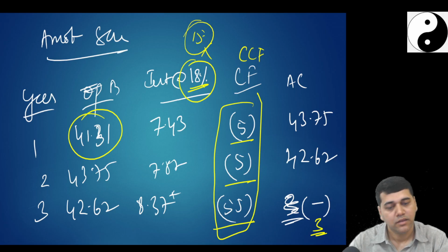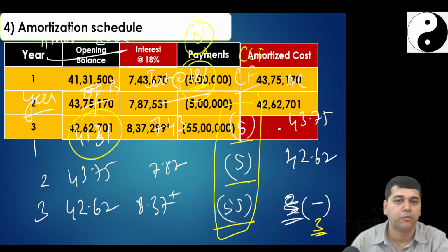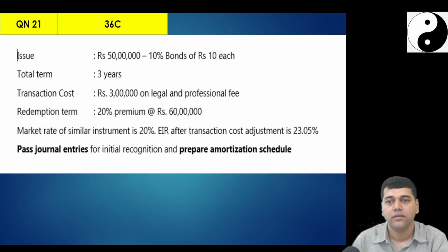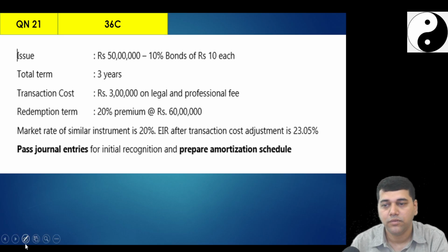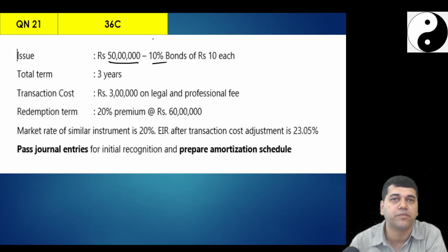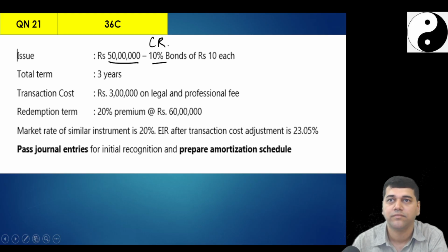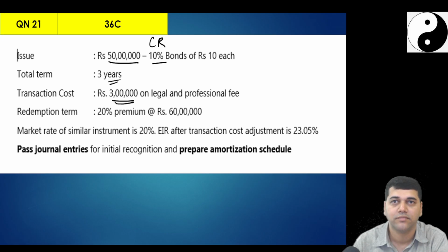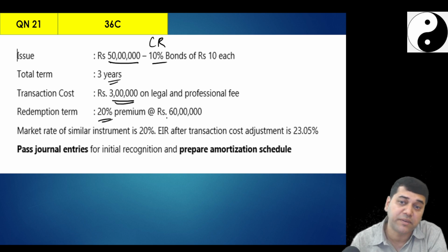Clear? Well, one more example we'll see. So this is the amortization schedule. Your balance got closed. Now, you have issued 50 lakh, 10%. What is 10%? Coupon rate. Total is 3 years. What is your transaction cost? 3 lakh. The moment there is transaction cost, look for EIR, because transaction cost will get adjusted with the fair value. Redemption is at 20% premium.